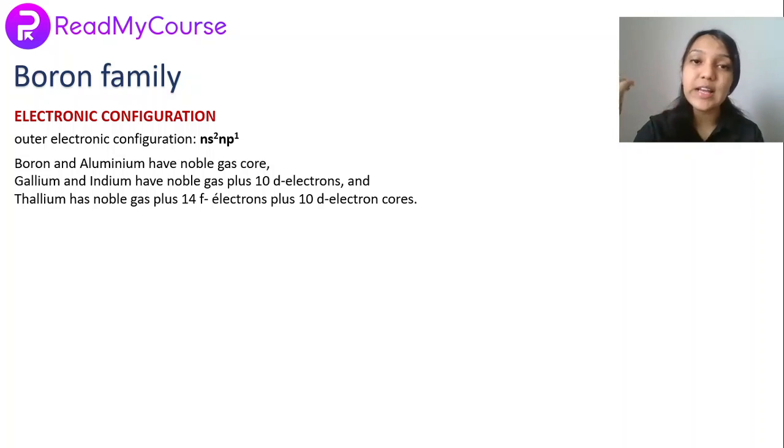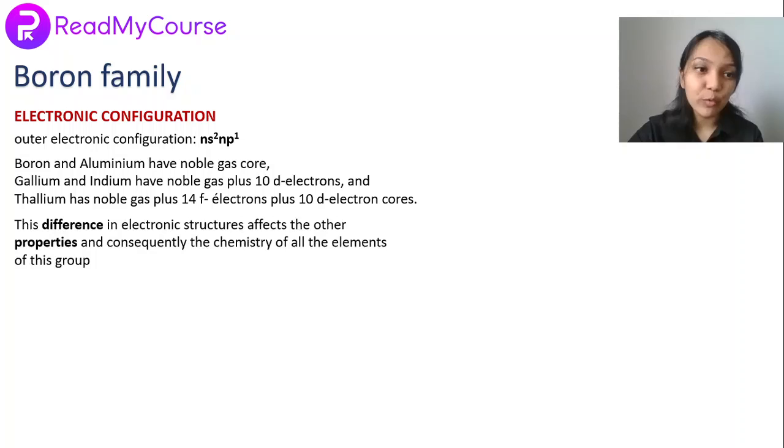Thallium not only has ns and np, that is the noble gas core, it also has d orbitals and f orbitals involved as well, right? So this is about the electronic configuration of the elements of the boron family. Moving ahead, the difference in the electronic structure affects the other properties, because of the involvement of d orbitals and f orbitals as we go down the group. It affects the properties as well, even the chemical properties.